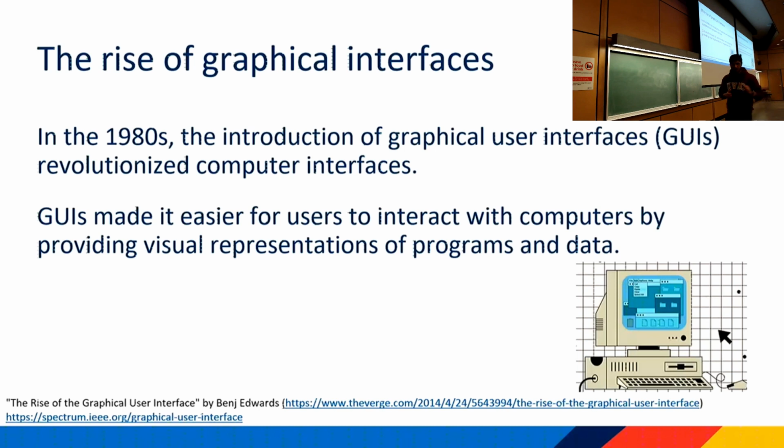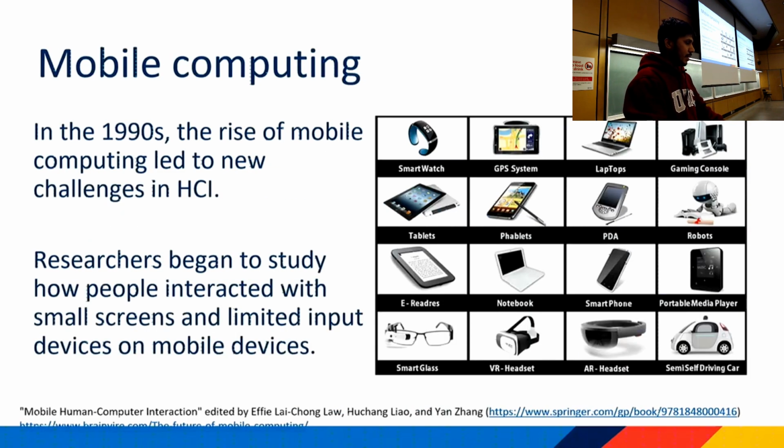So in the 1980s, the introduction of the graphical user interface, GUI, was a revolution and made it easier for users to interact with the computer by providing visual representation. Like the machines we are using nowadays, all the computation devices have a graphical user interface. And it began in the 1980s.